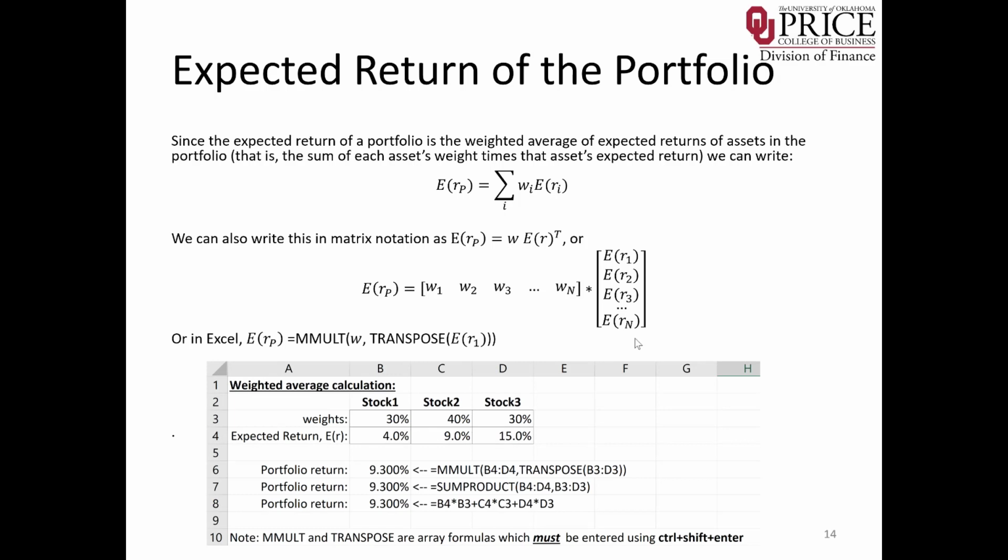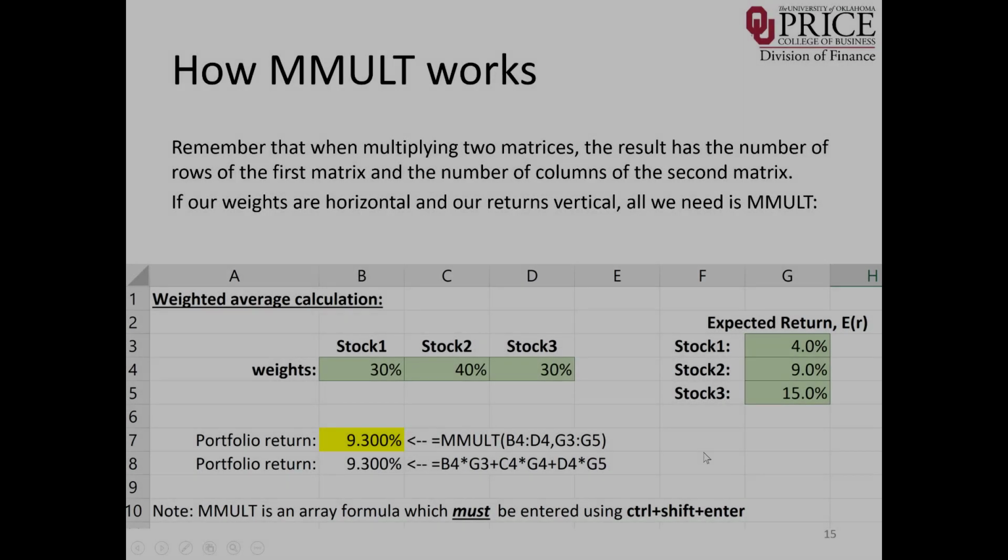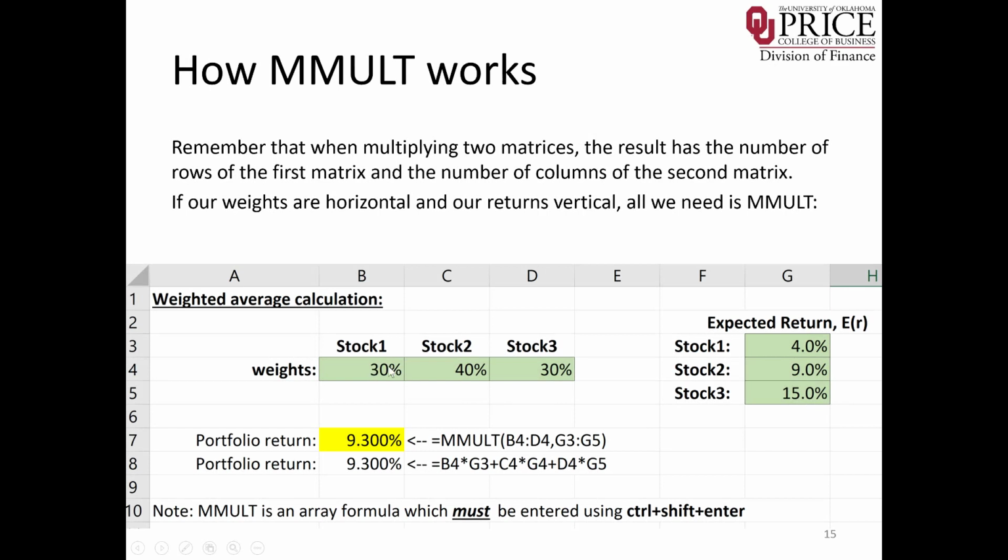We can do that in Excel in 3 ways. The first, long way that we did it, the second, using the sum product that I just showed you, and the third being matrix multiplication. So let's talk about that matrix multiplication. If the first matrix is horizontal and the second one is vertical, then all we have to do is use MMULT to multiply them together.